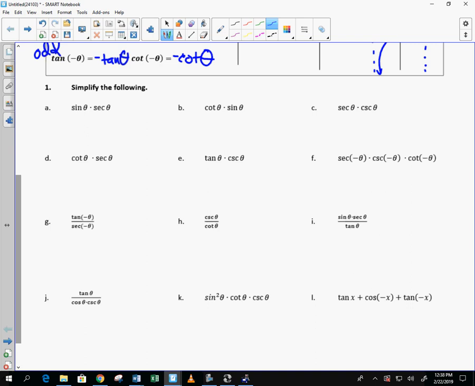All right. Sine of theta times secant of theta. First goal, change it to sine and cosine. Sine of theta over 1 times. How do you rewrite secant?